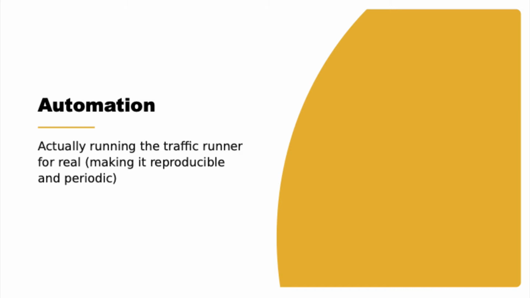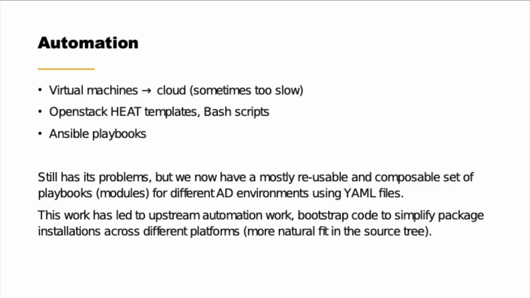Yeah, so over this last year, we've been doing a lot of automation. We've been trying to make our traffic runner more reproducible, trying to figure out where our problems actually are, and actually have proof to show that those are really our problems. And so we started off with virtual machines, and then we moved to the cloud, and sometimes it's still a bit slower.